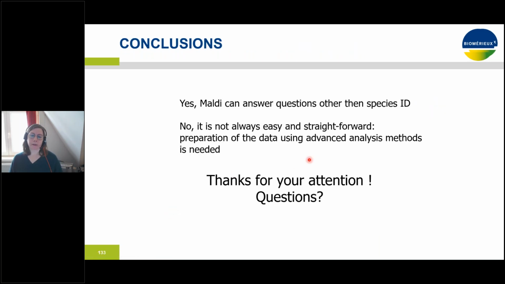So in conclusion, yes, MALDI can answer other questions than species ID. I think other presenters have also convinced you of this, but it's not always easy and straightforward. You need to be sure about your data. You need to prepare your data very well, and you need to know what you are doing.